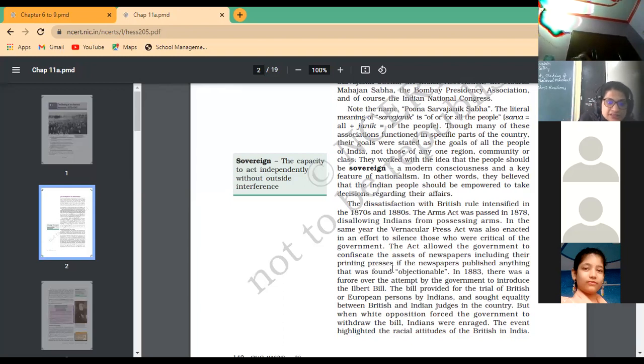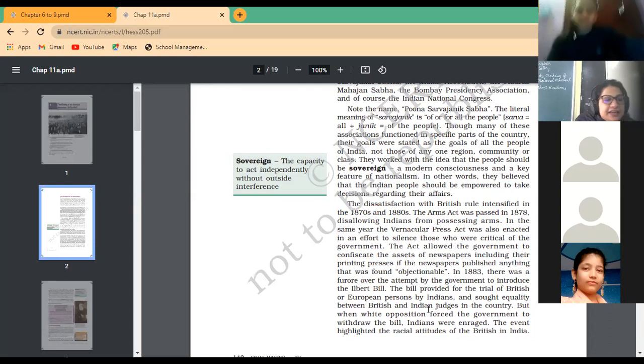The assets of a newspaper, including the printing press, could be confiscated if the newspaper published anything that was found objectionable, which criticized the British government. अगर कोई न्यूज़पेपर ऐसी न्यूज को प्रिंट करता है, पब्लिश करता है कि जो ब्रिटिश पॉलिसी को, ब्रिटिश रूल को क्रिटिसाइज करे, तो वो गवर्नमेंट उसकी पावर को खत्म कर देगी न्यूज़पेपर की. That was the Vernacular Press Act.